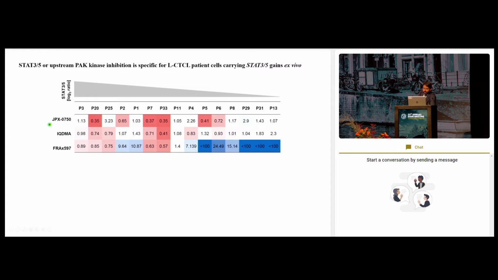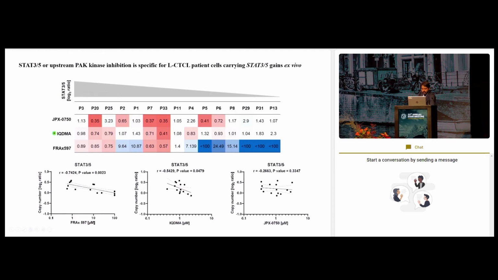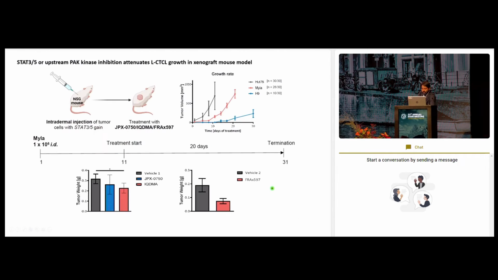And then we checked whether these three lead compounds also have an ex vivo effect on patient-extracted cells. Here you can see that the higher the STAT3 copy number gain, the better the negative correlation, or the lower the IC50. That is applicable for both FRAX, the PAK inhibitor, and IQDMA, which also works through PAK, but not so well for direct STAT3 degradation.